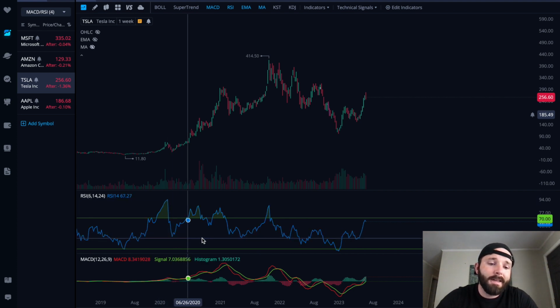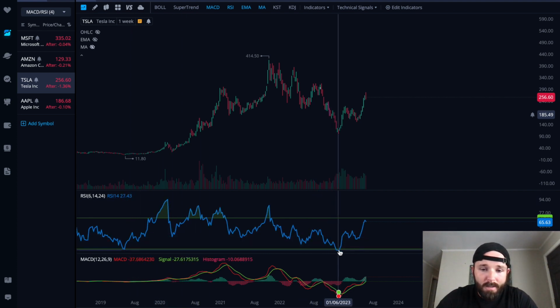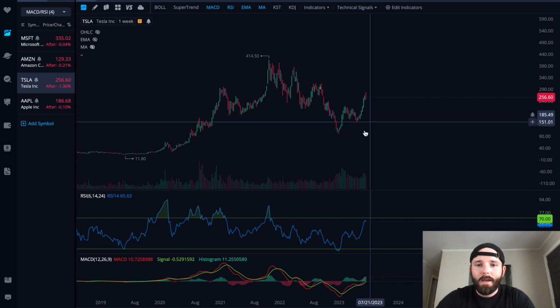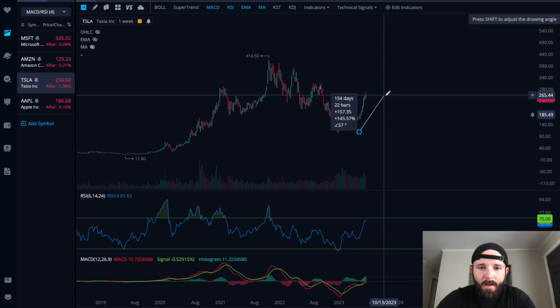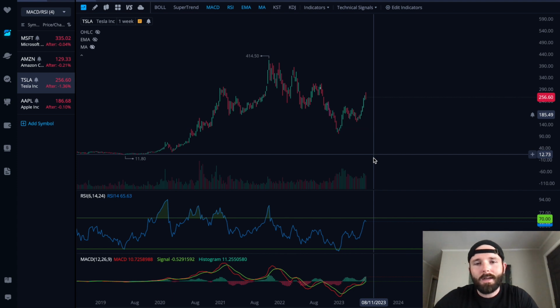Tesla has not hit the 30 since the beginning of 2023, and look at this. If you would have bought at the RSI at the 30 on this weekly time frame, you would be up 140% right now. That's insane. So the RSI is really useful.